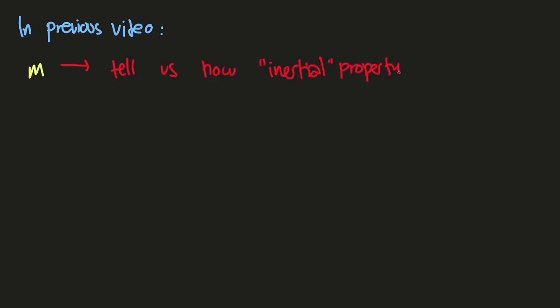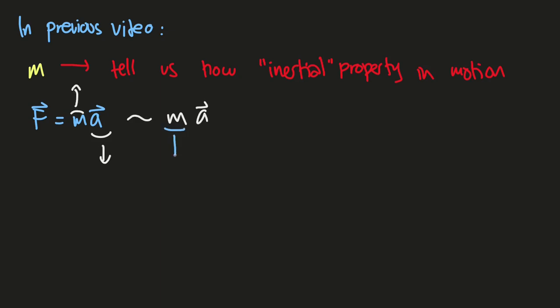Alright, let's get started. In the previous video, we learned that m tells us the inertial property in our motion. For example, if we have force F equals ma, a lower acceleration but higher mass will give an equivalent force to a lower or smaller mass with higher acceleration, which means that m is an inertial property in our system.